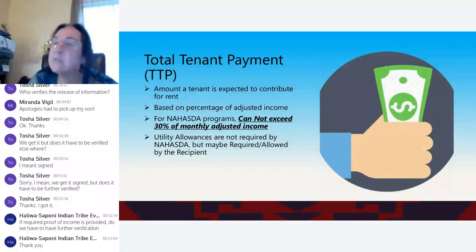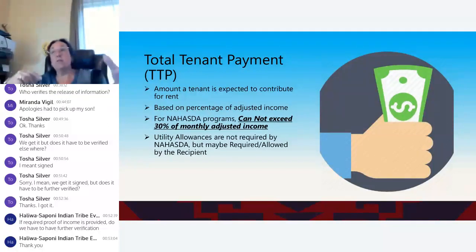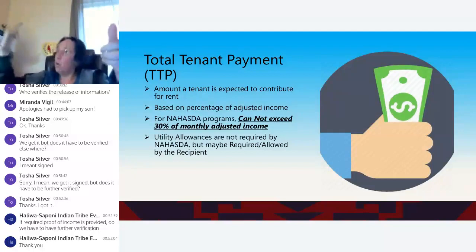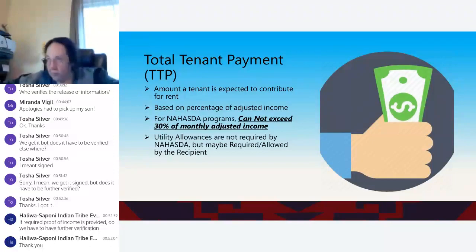Utility allowances. Under the 1937 Act, we were required to give a utility allowance. Under NAHASDA, you are not. And a utility allowance can cost your ongoing grant amount a lot of money over the years. So you keep that into consideration when you're setting your rents also. Are you going to provide a utility allowance? It may be required or allowed by you as the recipient.